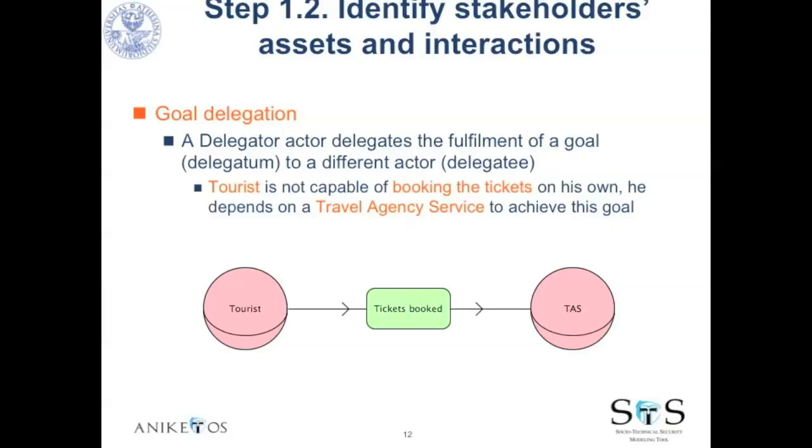Okay, as I said, our stakeholders might have the capability to achieve some of the goals they have, but for others, they have to rely on other participants or other stakeholders. And to capture this transfer of responsibility from one actor to the other to achieve the desired goal they have, we capture that through goal delegation, in which a delegator actor delegates the fulfillment of a goal to a different actor. Say the tourist cannot book the tickets on his own, and for that he relies on, so delegates, tickets booked to the travel agency service, TAS. And the way we represent that in the modeling language graphically is like this.